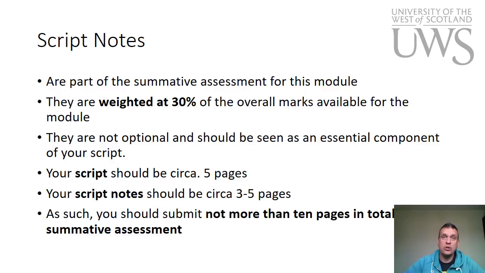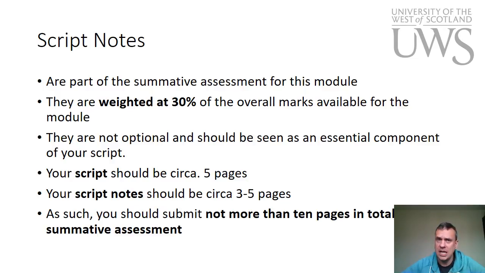Your script notes should be between 3 and 5 pages. To be honest, for me, your script notes should be around 3 pages or just over 3 pages. They should be short, sharp, concise, to the point. I don't want screeds of explanation that's longer than the actual script itself. I want short, sharp, concise examples and reflections that really make the point of how you developed your script, how your script changed over time, how your script became what it is for the final submission. So aim for 3 to 5 pages.